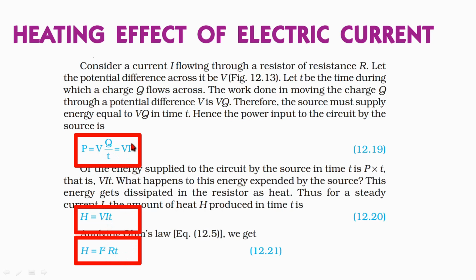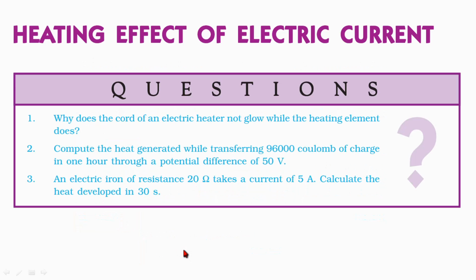These three equations are very important. You should memorize them and never forget them. This will help you until you appear in your pre-medical and pre-engineering examinations. These three equations will give you short answers, and you will definitely get a question on the heating effect of electric current. So one should memorize: power P is equal to VI, or total heat produced is equal to VIT, or heat H is equal to I square RT.